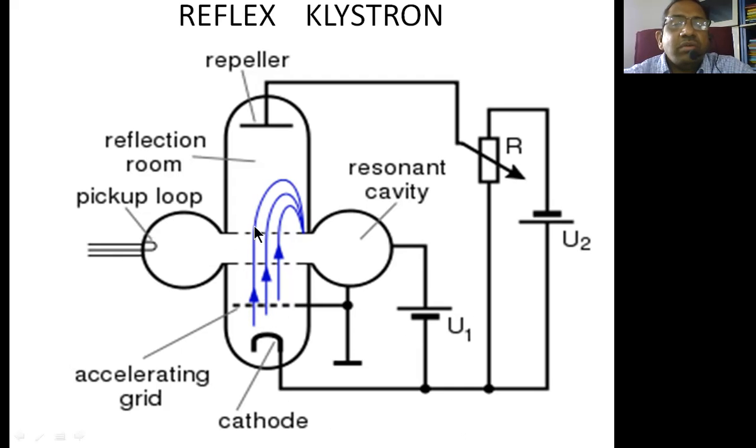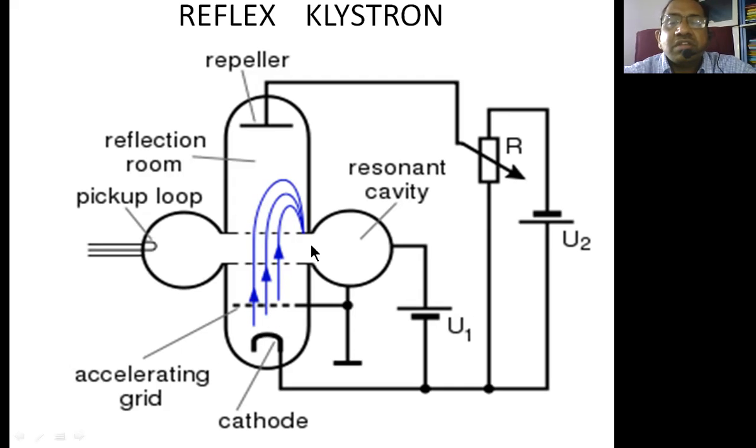So all these electrons are going to get attracted towards the cavity. At the same time, when the electrons are moving in this entire space, this space is known as the repeller space. The gap in the cavity, this is the cavity gap, is normally designated with D. And the distance between the cavity and the repeller electrode is nothing but L.